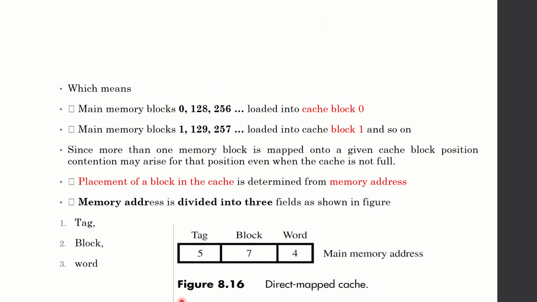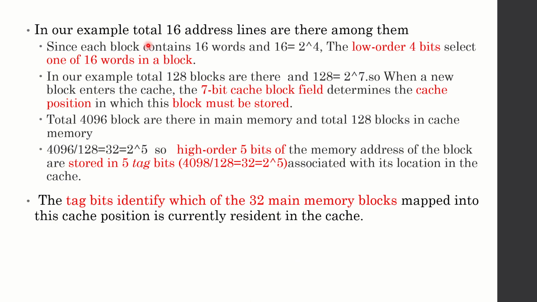In order to explain these values, the first thing is how we get the word field as 4. In our example, we know that each block contains 16 words. 16 is equal to 2 to the power 4. So 4 bits are needed for the word field. And if you want to know the next field, that is the block field, how do we get the value? The total number of blocks in cache is 128, that is equal to 2 to the power 7. So 7 bits are needed for the block field.